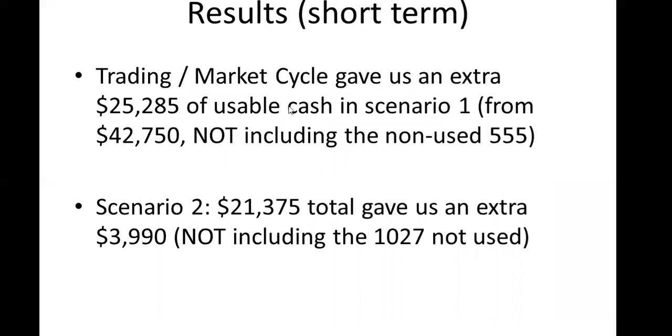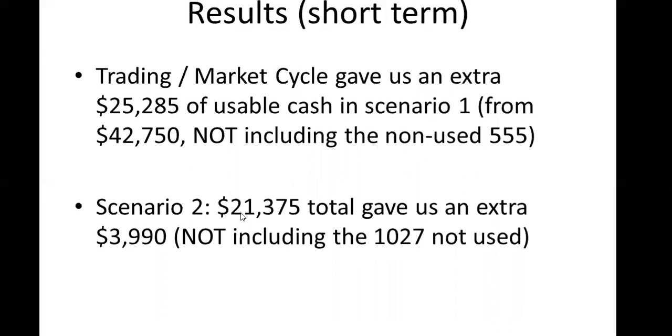Now, let's see what the results in the short term are. Trading the market cycle gave us an extra $25,285 of usable cash from scenario 1. That does not include the non-used 1,000 plus that I did not use because I'm still calculating on that. So that will actually be 26,000. But I digress. And that's subtracting it from that 17,000 number. Remember, scenario 2, and once again, this is incorrect, it will be 1,527 roughly that we didn't use.